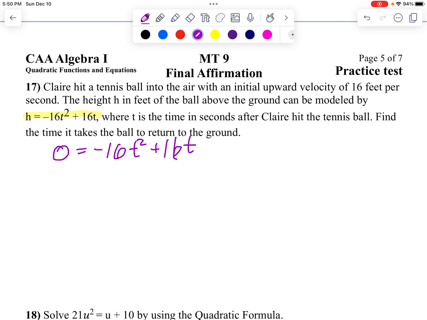I didn't tell you how to solve this. You could graph this if you want, but I look at this and I think it's easier to factor it because I notice negative 16t goes into both of these. So then I'll get t minus 1, won't I, if I factor out a negative 16? Well, t equals 0, that's when she starts, or t equals 1. So it'd be 1 second.